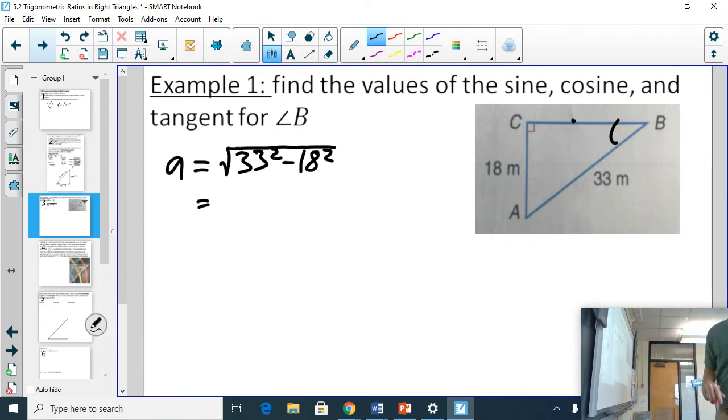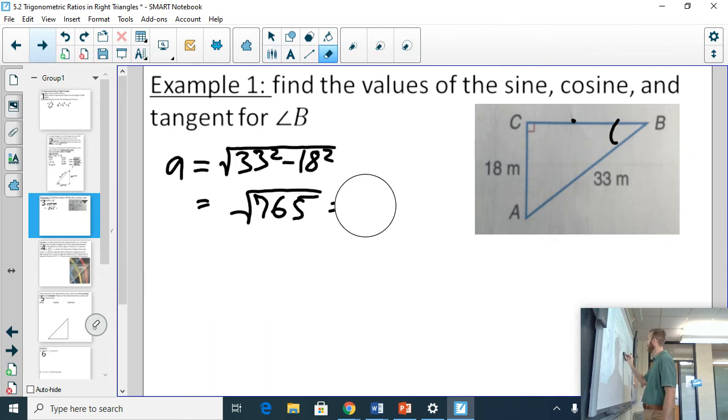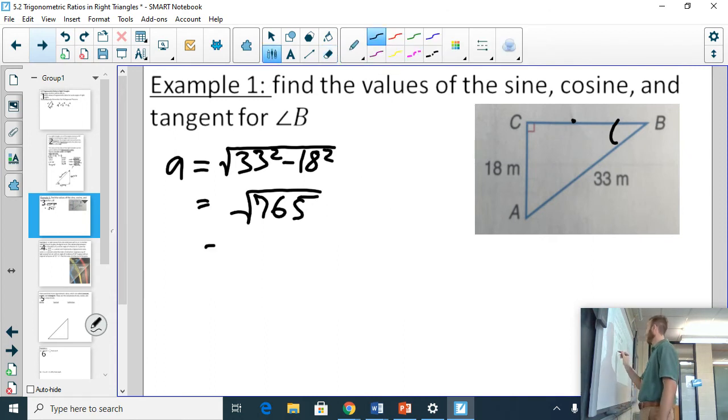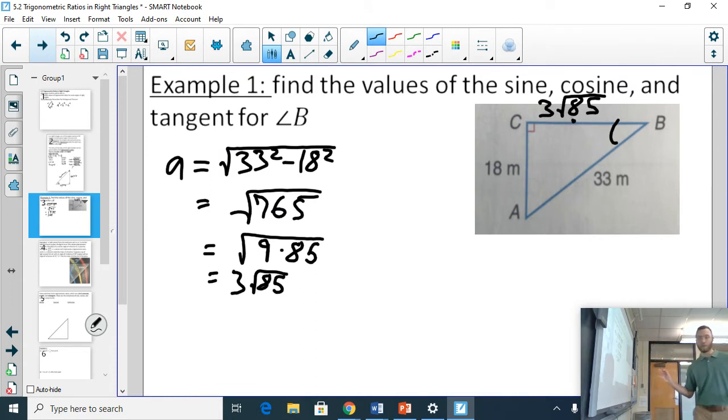And what we'll get for that is the square root of 765. That is the same thing as 9 times 85, which is the same thing as 3 square root of 85. So this side is 3 square roots of 85. And now the rest is pretty simple.